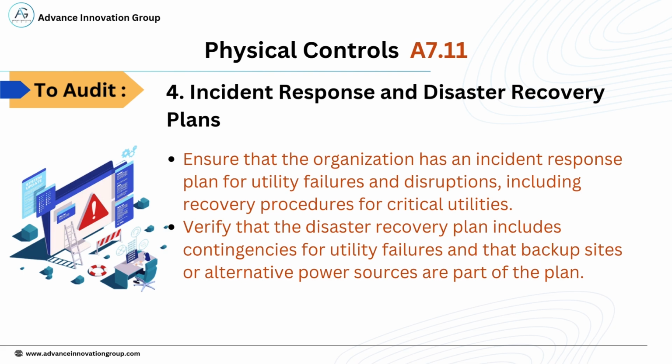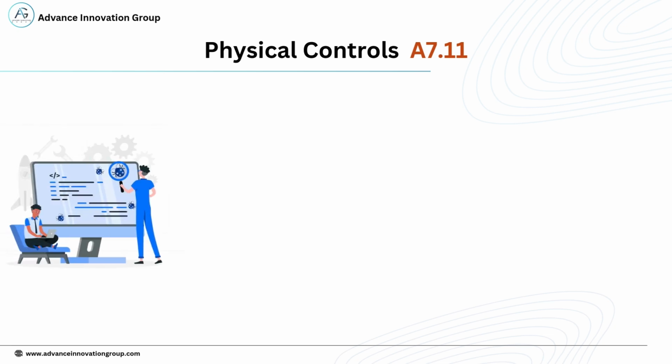Physical controls A 7.11 audit. Fourth, incident response and disaster recovery plans. Ensure that the organization has an incident response plan for utility failures and disruptions, including recovery procedures for critical utilities. Verify that the disaster recovery plan includes contingencies for utility failures and that backup sites or alternative power sources are part of the plan.